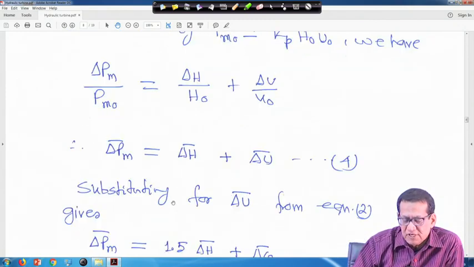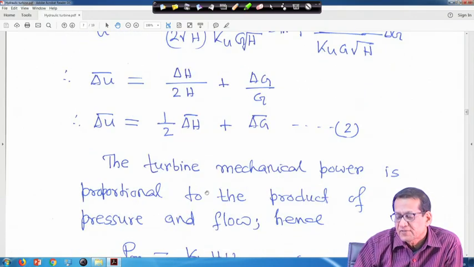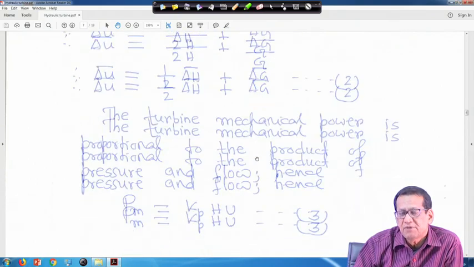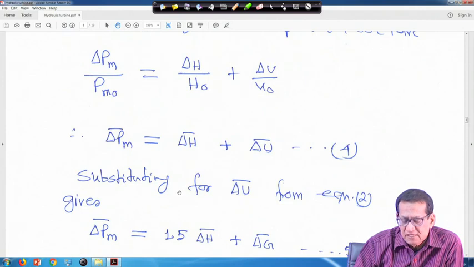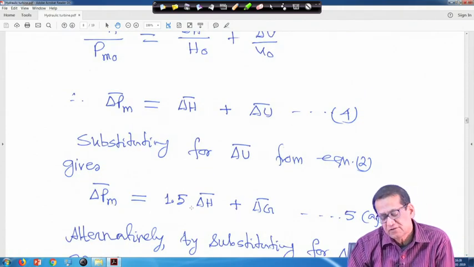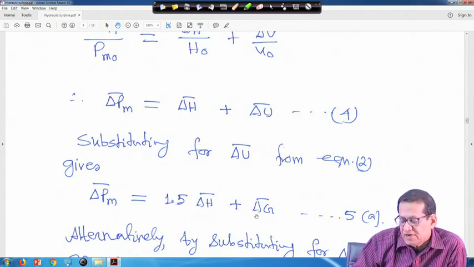So, if you substitute for delta U bar from equation 2, it gives, right. From equation 2, you substitute delta U bar is equal to half delta H bar plus delta G bar. If you do so, then delta P m bar is equal to 3 by 2 delta H bar plus delta G bar, that is 1.5 delta H bar plus delta G bar. So, this is equation 5a, right.